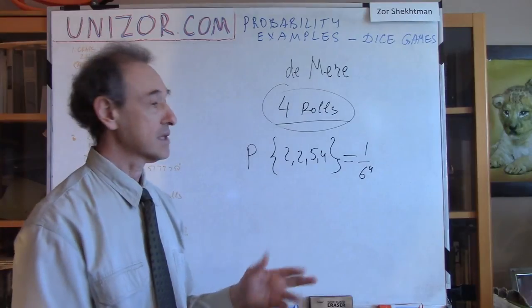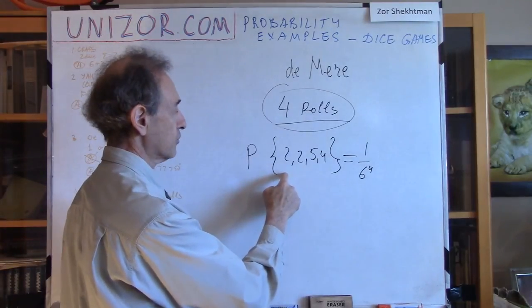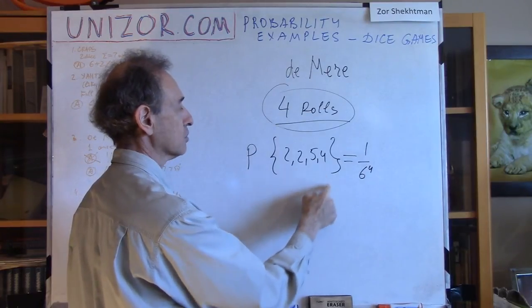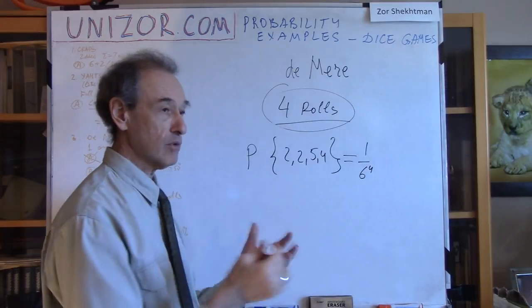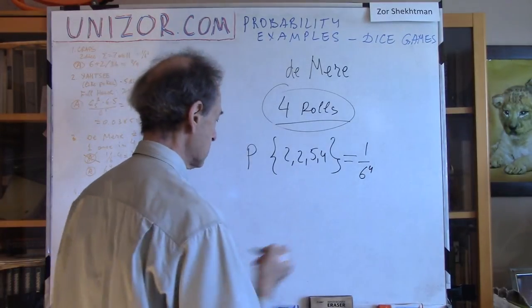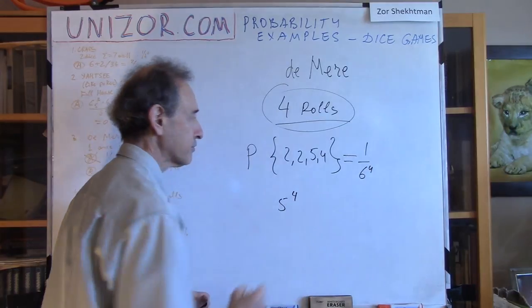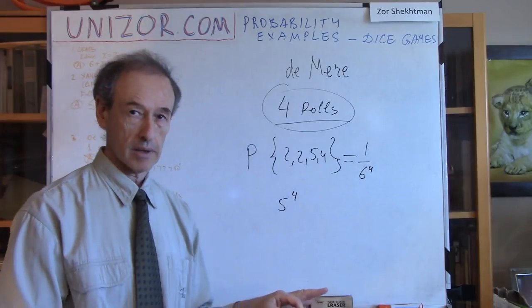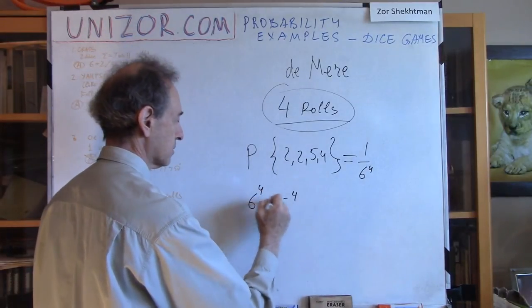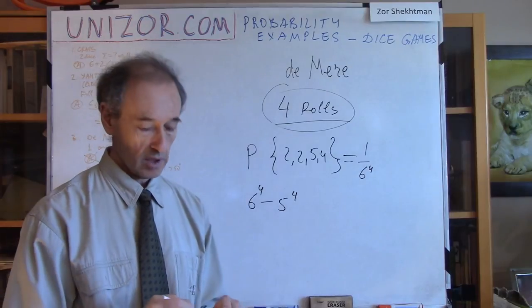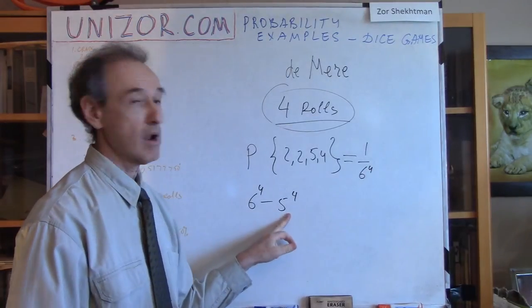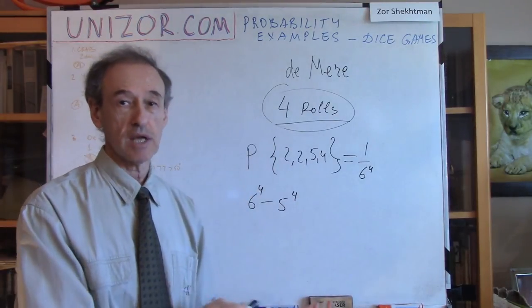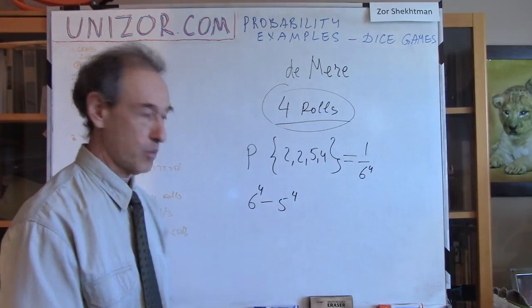Okay, no number ones means that I have only choices from 2 to 6 for the first, from 2 to 6 for the second, 2 to 6 for the third, and 2 to 6 for the fourth position, right? So I have only 5 choices for each position. So the number of events is 5 to the 4th. These are all events which do not contain number one among them, right? So if I subtract from the total number of quartets the number of quartets where the number one is absent, then I will get the number of quartets where there is at least one number one, okay?